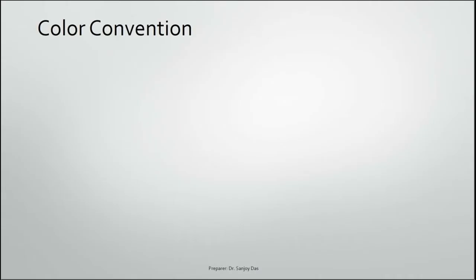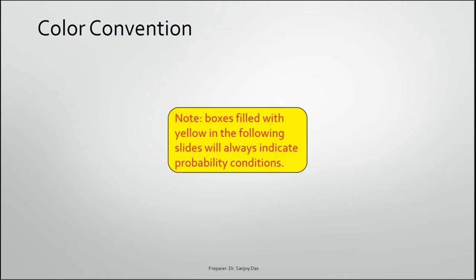Before we go over to the Baum-Welch algorithm, let's establish a color convention. Any box that's filled with yellow implies a probability condition. So it's the condition of a conditional probability.